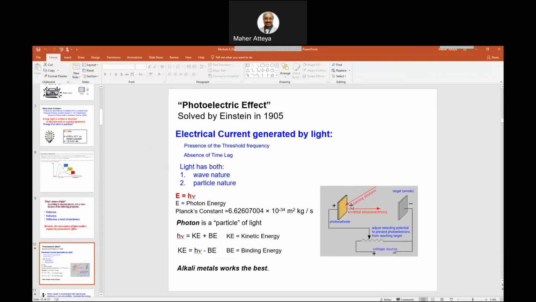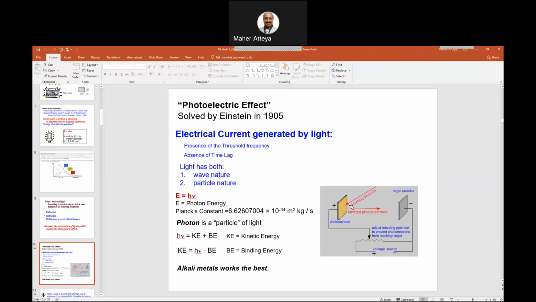So that's the behavioral proof that light is a particle. It's hitting the cathode and bouncing out of the cathode, coming in as a photon and bouncing out as an electron. Correct? Coming in as a photon and then getting out photoelectrons.